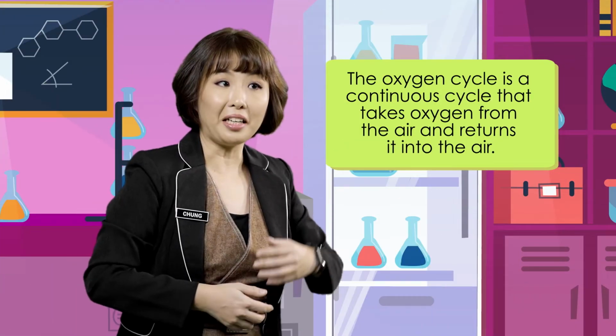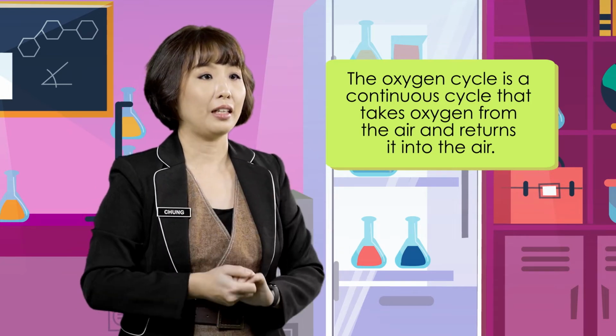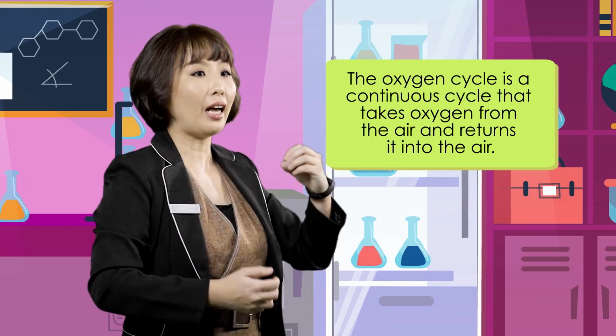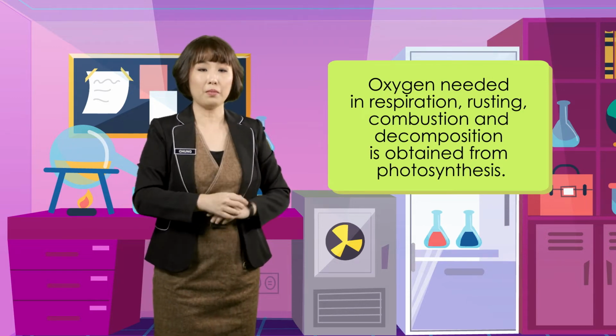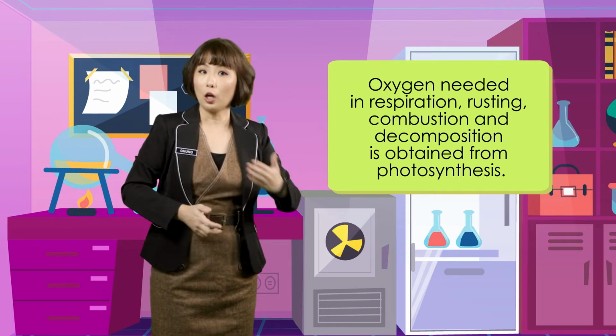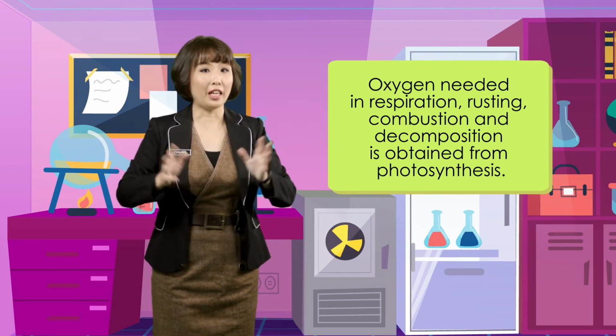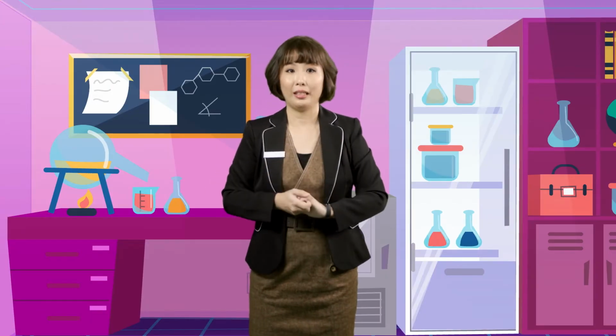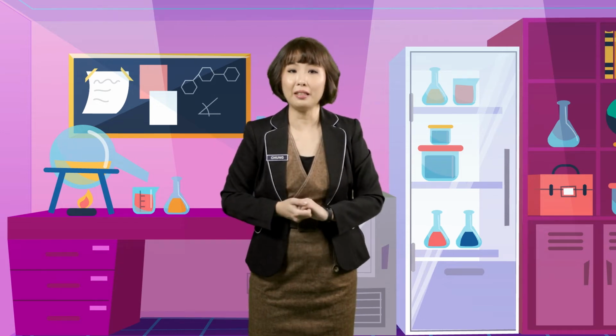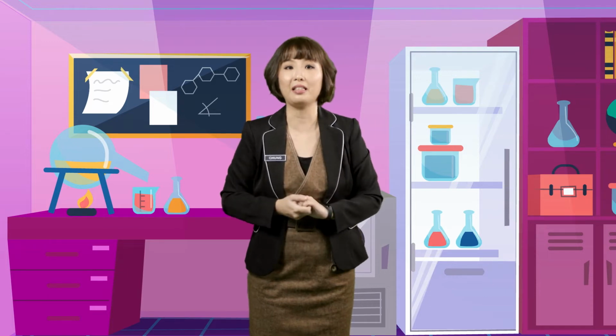The oxygen cycle is a continuous cycle that takes oxygen from the air and returns it into the air. Let's emphasize this again. Oxygen, which is needed in respiration, rusting, combustion, and decomposition, is obtained from photosynthesis. From here, we know that the carbon cycle and oxygen cycle are very important in our daily life. We must always appreciate the carbon cycle and the oxygen cycle that maintain the gas content in the air.